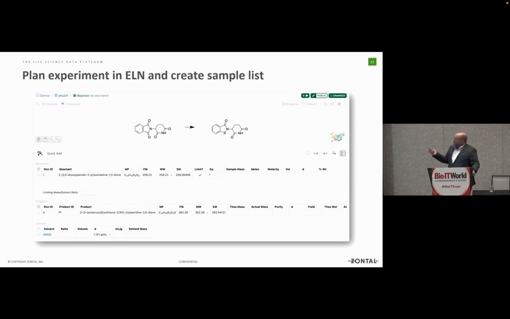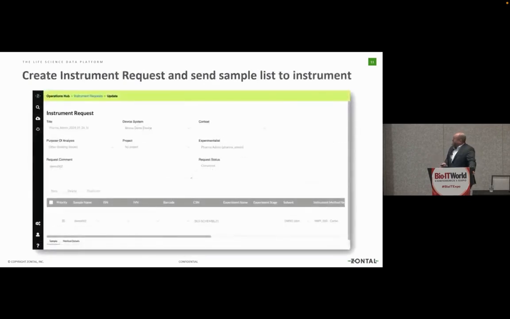But this is Signals Notebook. In this case, it can be any other ELN system. So I'm a molecular biologist. Please, the chemists, forgive me my not very correct chemistry here. But this request goes into the system, and I show ZONTAL here because, of course, all of this information is available inside the ZONTAL system.